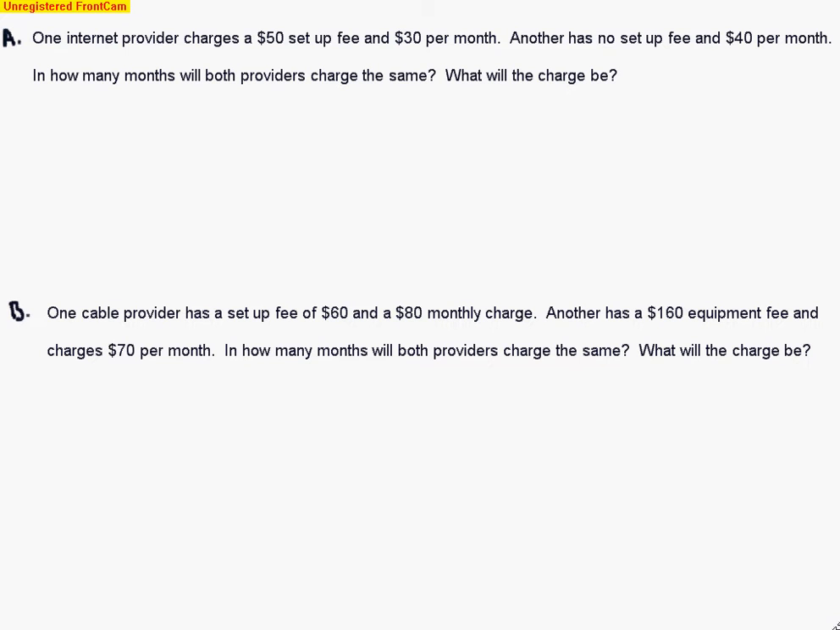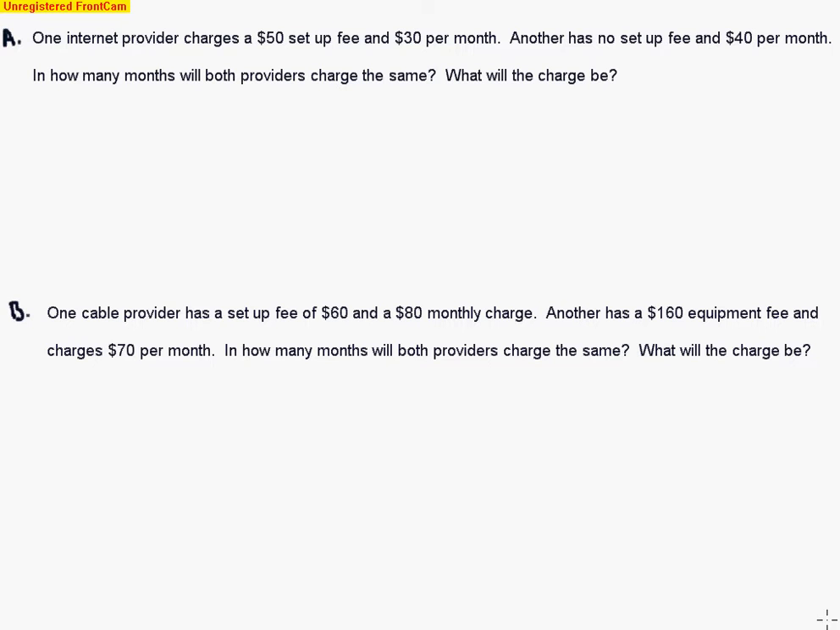Here is an example of where we use systems. So we'll be able to write a system for both of these situations. First one says one internet provider charges a $50 setup fee and $30 per month. Another has no setup fee and charges $40 per month. In how many months will the providers charge the same, and what will that charge be?